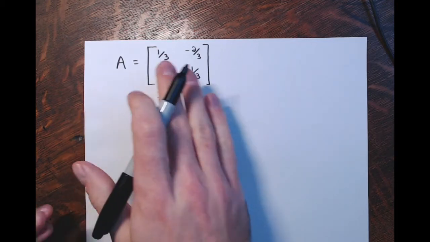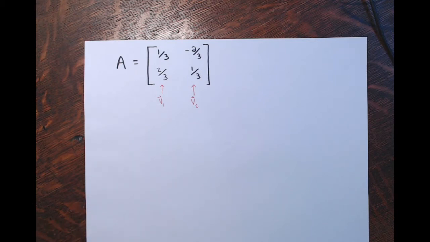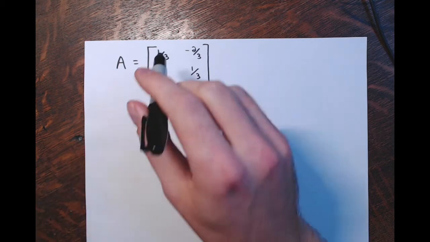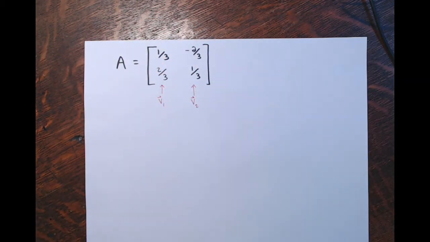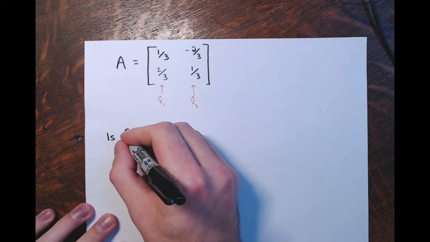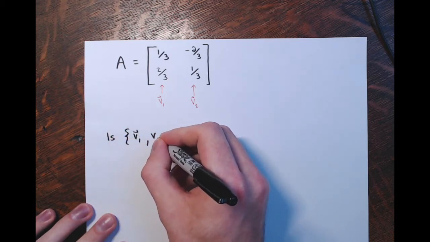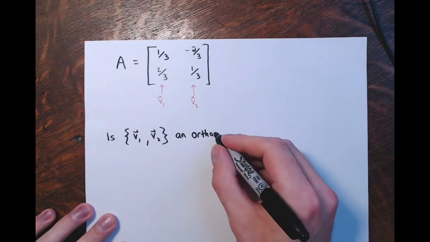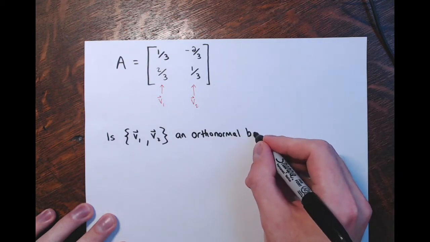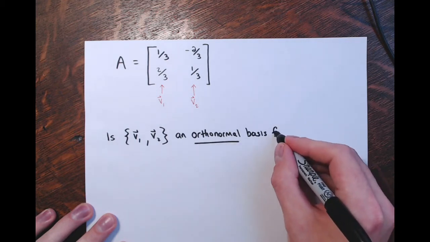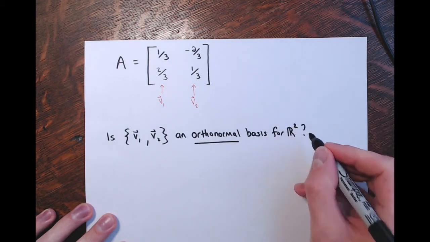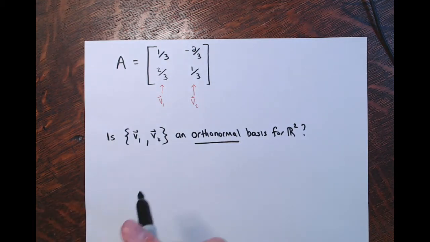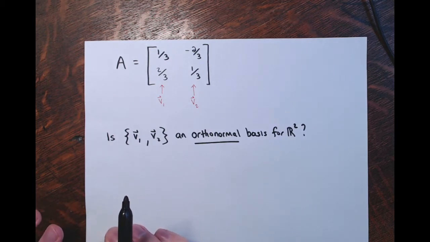Now, if A were orthogonal, I don't know that yet, but if A were orthogonal, then these column vectors should form an orthonormal set. So a question I could ask myself is: is this set with vectors v1 and v2, the columns, an orthonormal basis for R2? Now again, they didn't specify any specific inner product, so I'm going to use the dot product as the inner product.